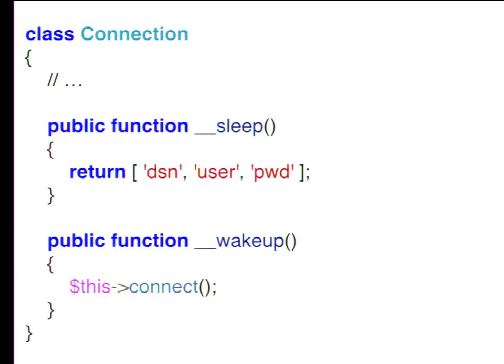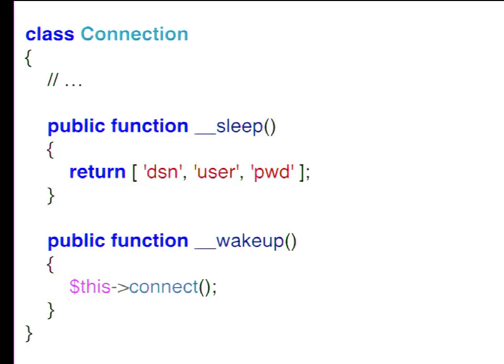In the sleep method, you specify which properties you want to include in the serialized format. In this case, we're specifying the DSN, user and password properties. If you're not familiar with this square bracket syntax, this is a short array syntax that was introduced in PHP 5.4. So returning DSN, user, password is the same as saying return array parentheses and then these strings. That takes care of the case when we call serialize.